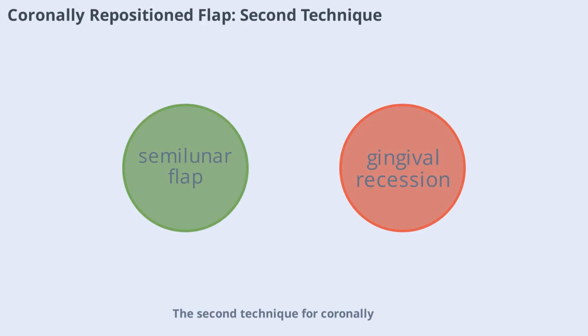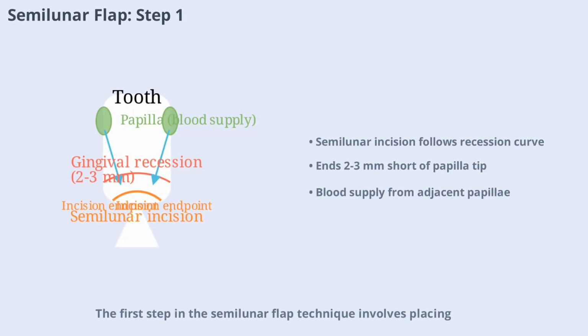The second technique for coronally repositioned flap is the semilunar flap. This method is indicated for areas where gingival recession is only 2 to 3 mm. It offers several advantages, including no vestibular shortening, no aesthetic compromise of interproximal papillae, and no need for sutures. However, it cannot treat large areas of recession and may require a free gingival graft if there is underlying dehiscence or fenestration. The first step in the semilunar flap technique involves placing a semilunar incision that follows the curvature of the gingival recession.